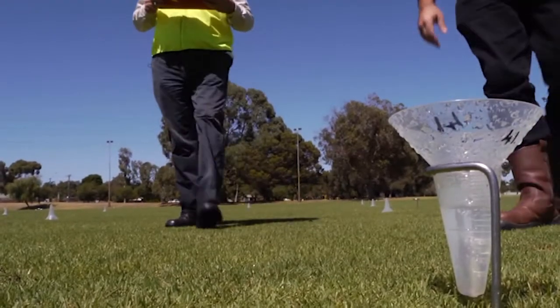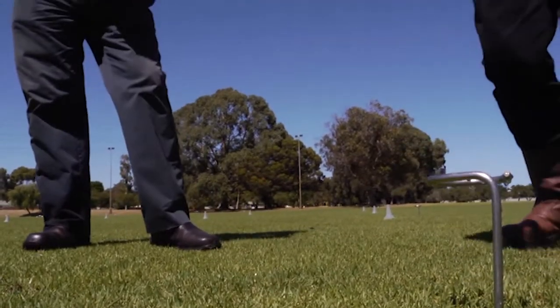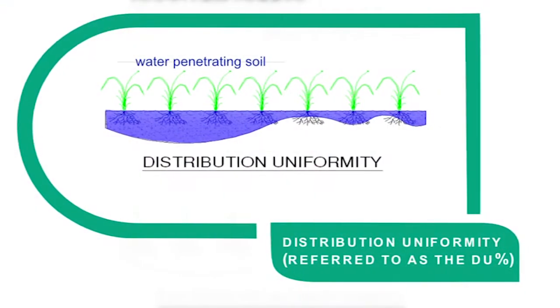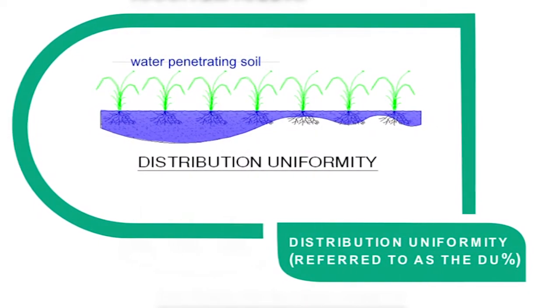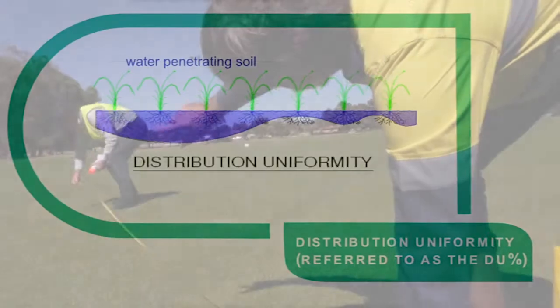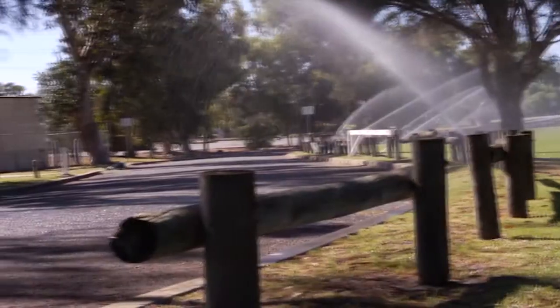The process includes collecting data and calculating the distribution uniformity, referred to as the DU percentage, of the sprinkler layout. System uniformity is important because a system with poor uniformity wastes water.